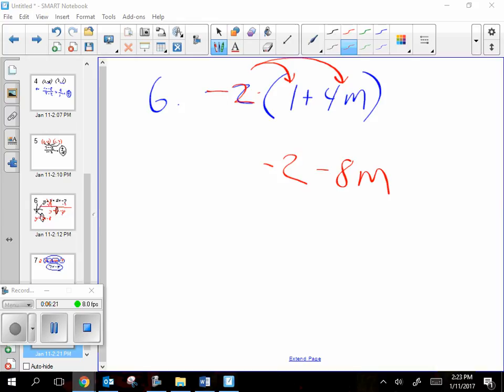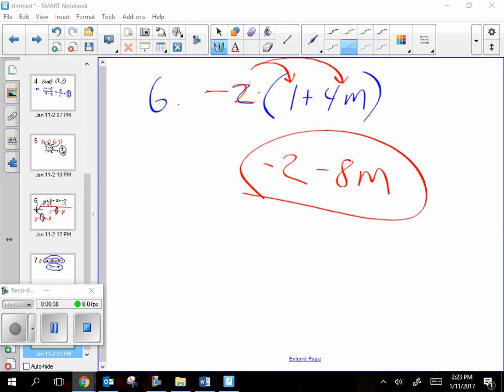This is number 6. Catch up because we're about to move to the next page. You don't actually put these together. Do you know why? Because one has m's and one doesn't. So this is it. That's done. That's it. Nothing else. No more to do. Because you can't, because they aren't like terms.